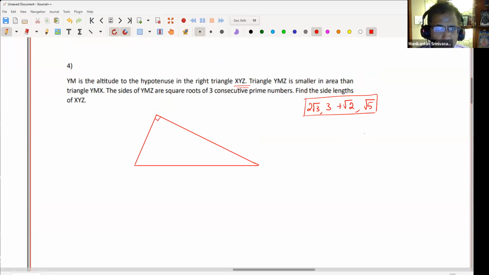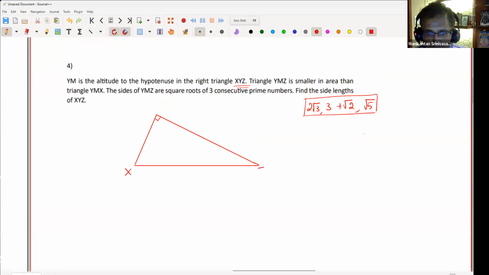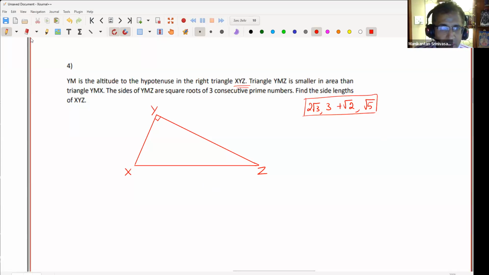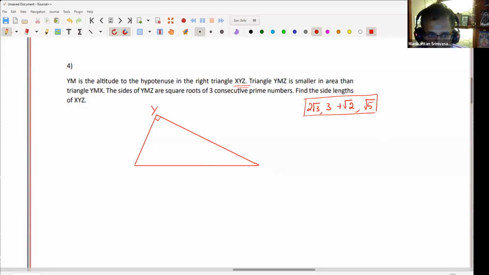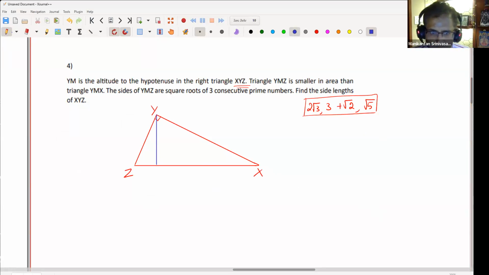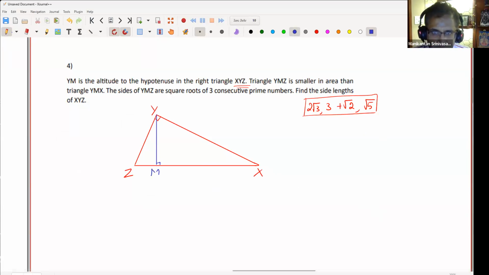YM is the altitude to the hypotenuse, right? So which means XZ is the hypotenuse, right? Because YM is the altitude. So this is Y, this is Z. Sorry, this is Y. The center of the right triangle is Y, the right angle. YMZ is smaller in area than triangle YMX. So the way I have drawn, YMZ is larger. So I'll just switch. When I draw the triangle, I don't know how it is. So I'll switch. I'll say this is Z and this is X. That's all. And then I'll draw the altitude here. So this is YM.